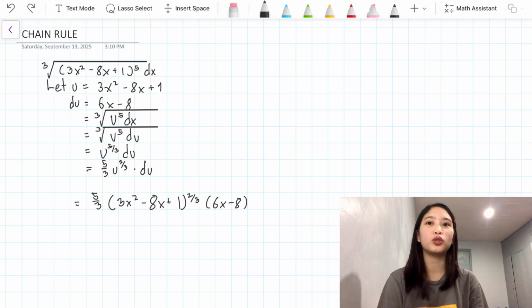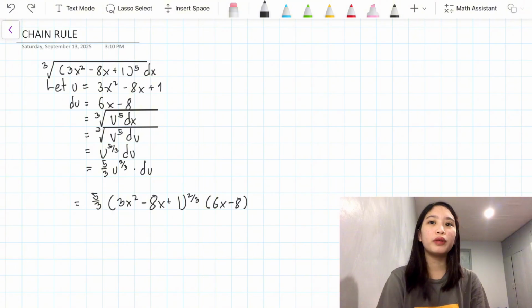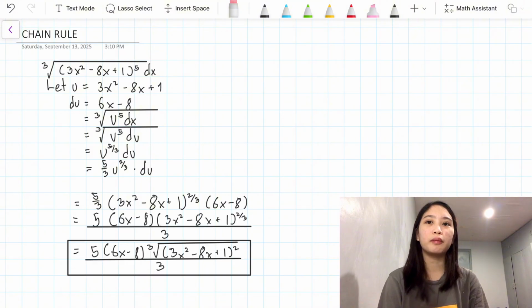And we're going to substitute it. The seventh step is 5 over 3 u, which is 3x squared minus 8x plus 1 raised to 2 over 3, multiplied by 6x minus 8. The eighth step is the answer: 5 times the quantity 6x minus 8, and then the cube root of 3x squared minus 8x plus 1 raised to 2 over 3.